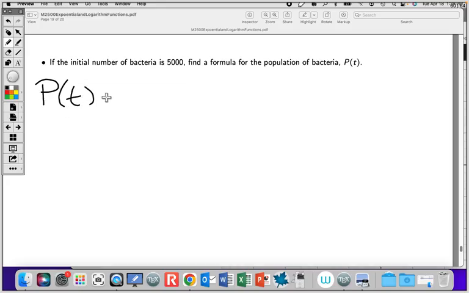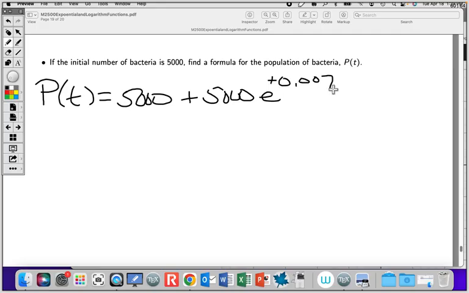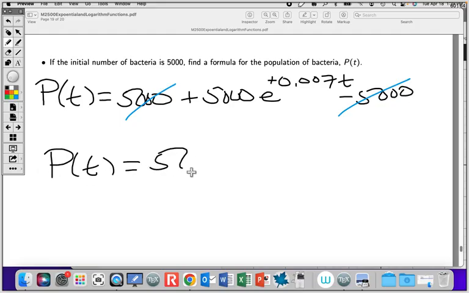And so P of t would be 5,000 plus 5,000 e to the 0.007 t minus 5,000. And so we're left with P of t equals 5,000 e to the 0.007 t.